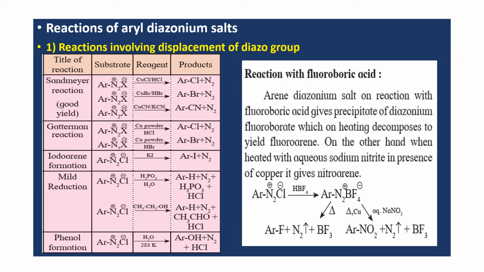Aryl diazonium salt when treated with fluoroboric acid, HBF4, forms a precipitate of ArN2+ BF4-, that is diazonium fluoroborate. If it is heated, it gives fluoroarene with the liberation of nitrogen gas. If it is heated with aqueous sodium nitrite in presence of copper, it forms nitroarene with the liberation of nitrogen gas.